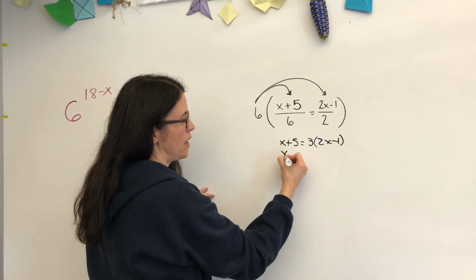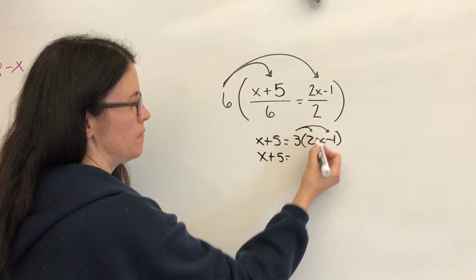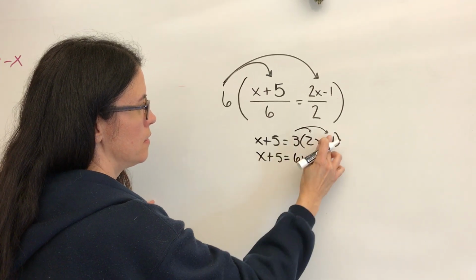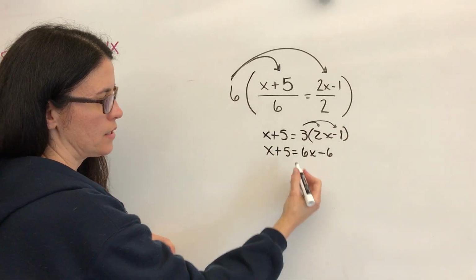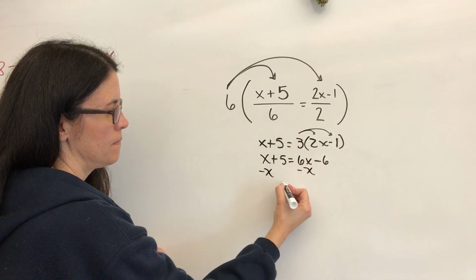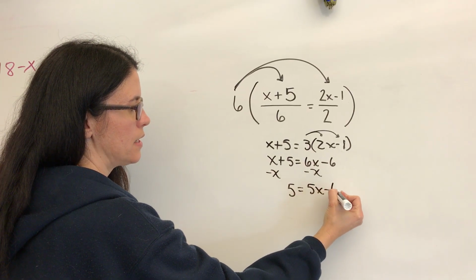And then I'm going to go ahead and distribute here. And that'll give me 6x minus 6. I should write clearly for you guys. I'm going to move the x's to the right side. I think that would be nicer. So I get 5 equals 5x minus 6.